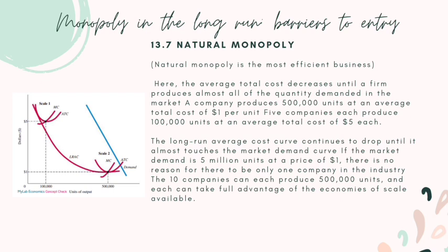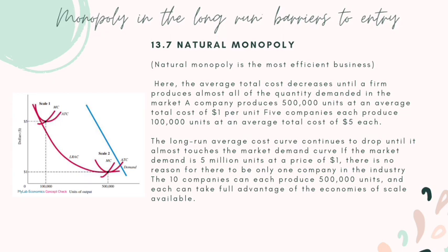The long run average cost curve continues to drop until it almost touches the market demand curve. If the market demand is 5 million units at a price of $1, there is no reason for there to be only one company in the industry. Ten companies can each produce 500,000 units and each can take full advantage of the economies of scale available.